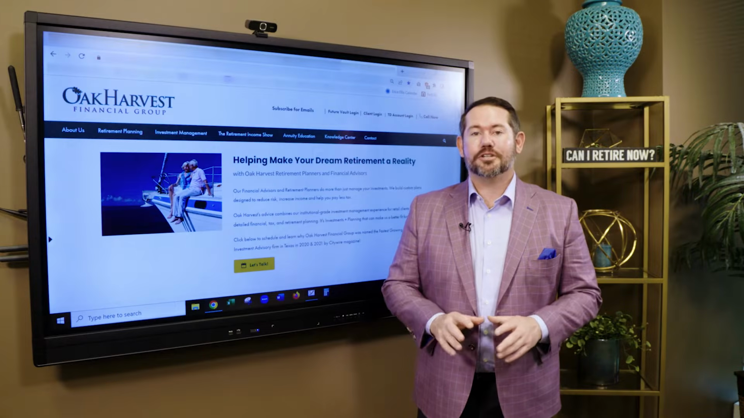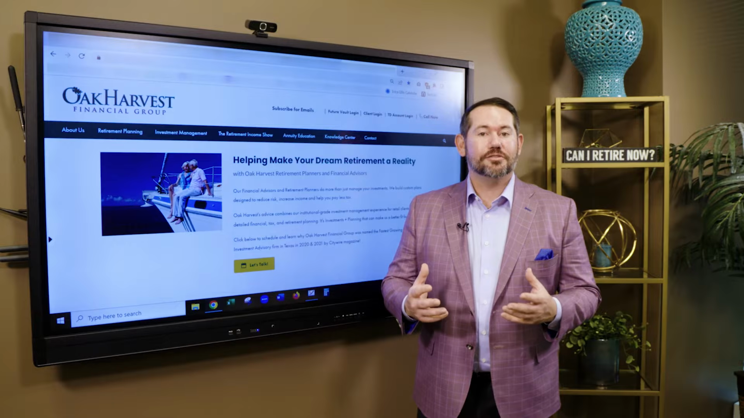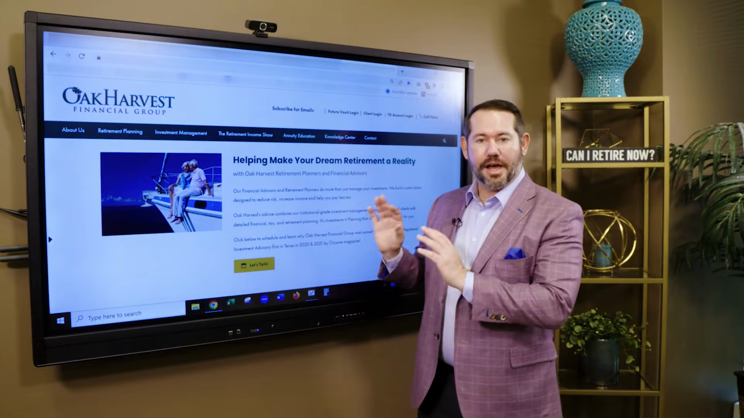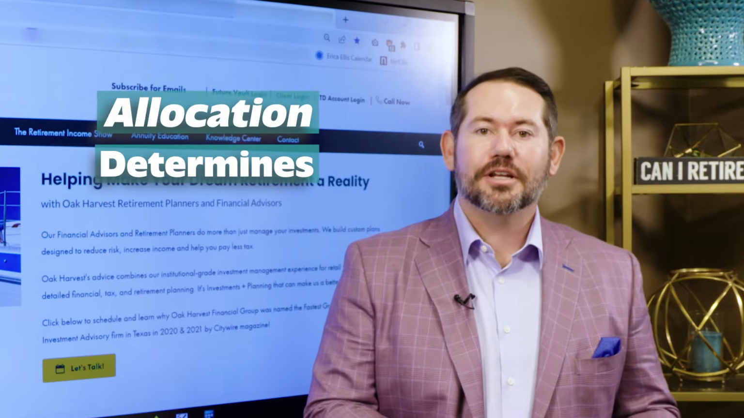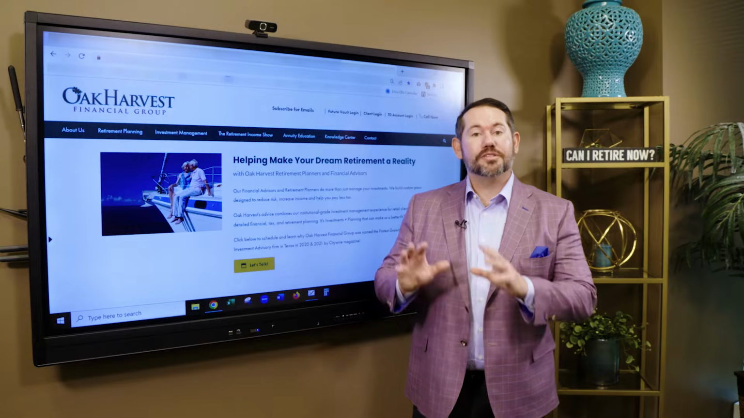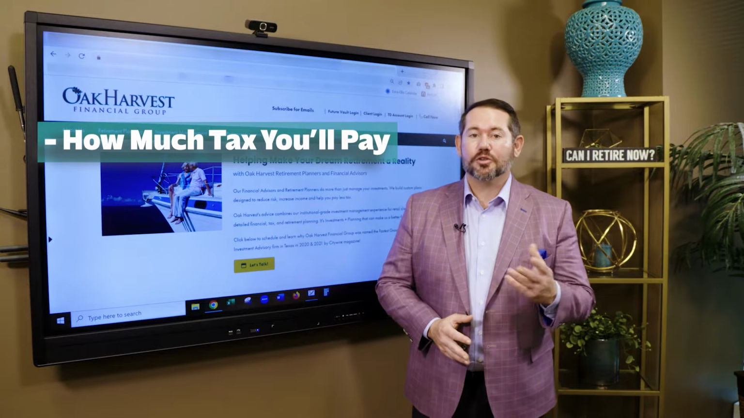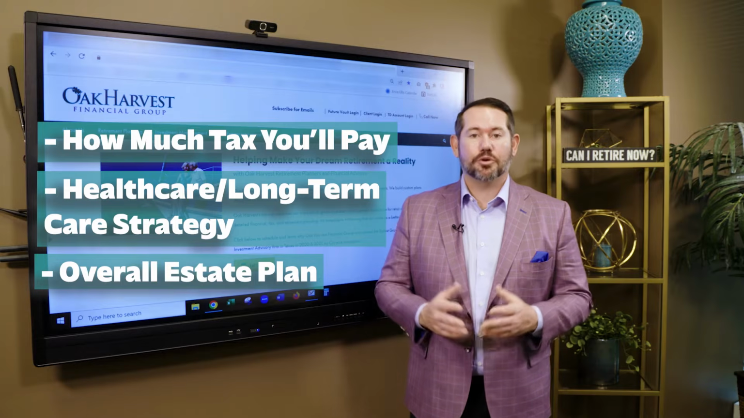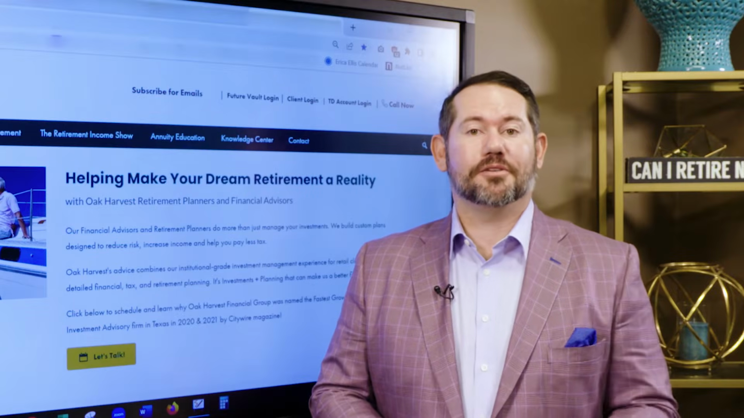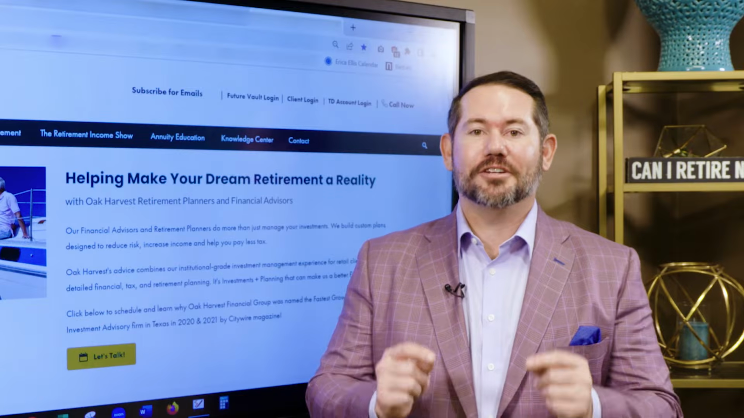Now that you have a good understanding of risk and return and how every set of investments can be placed somewhere on that graph, it's now important to tie that into retirement planning. So the allocation determines how much income you can take, how much money will be left later in life. It determines how much tax you'll pay in retirement. It can also impact your healthcare strategy or long-term care strategy, and it definitely impacts your overall estate plan. So those are the 5 steps of the RSP, and this is why the allocation is so critical.